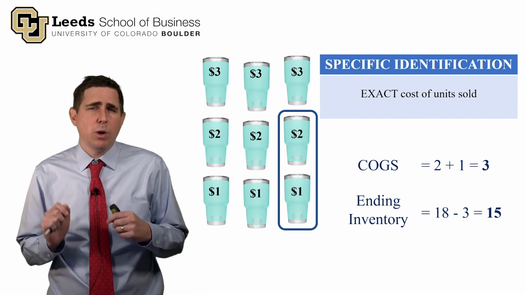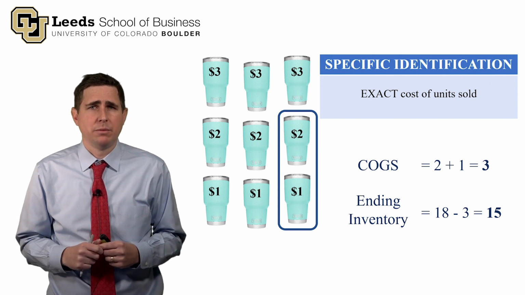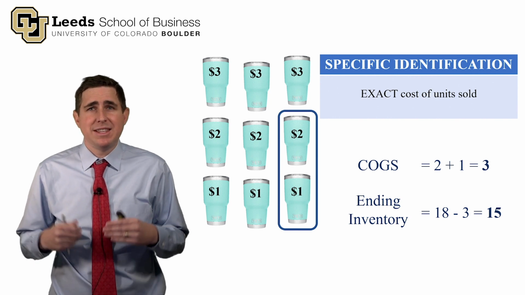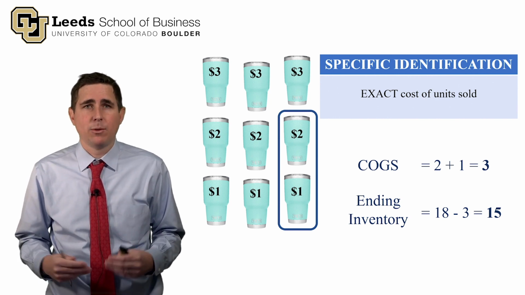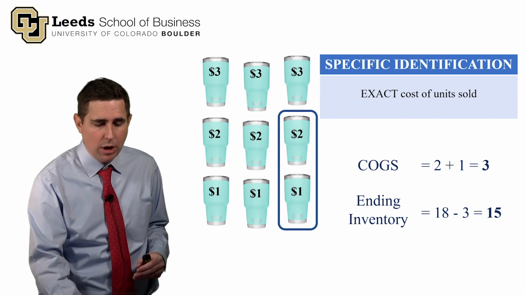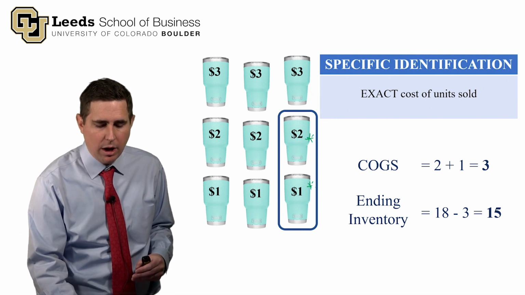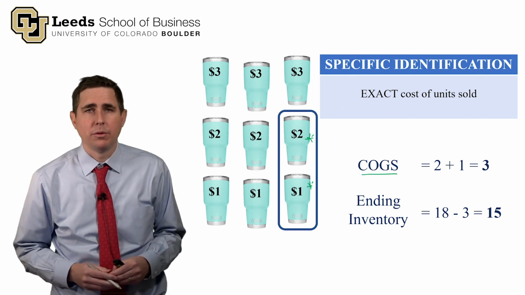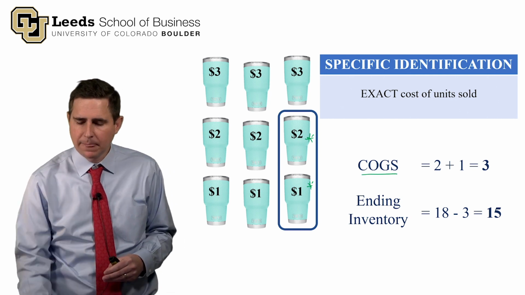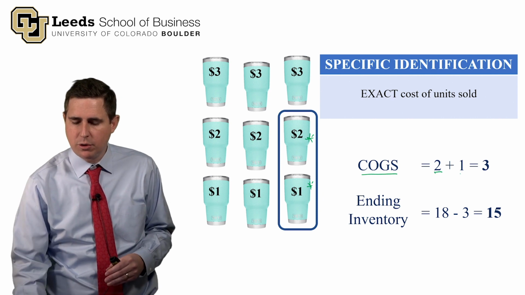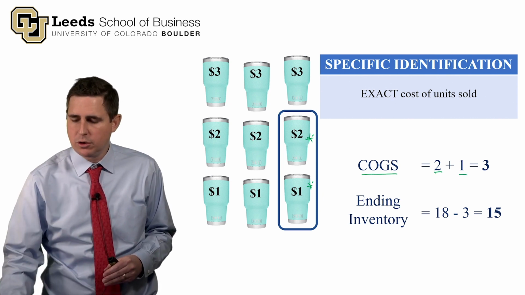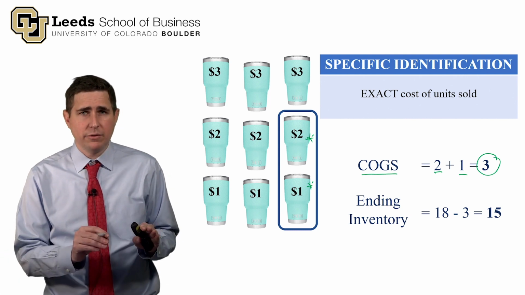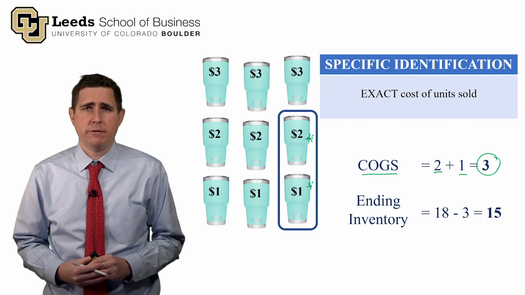And the question is, what should we record as cost of goods sold? And under the specific identification method, cost of goods sold is just the exact cost of the units that were sold. So we sold a $2 unit and we sold a $1 unit. We'll put those exact costs into cost of goods sold, which I abbreviate here as COGS. So put the $2 unit into cost of goods sold and the $1 unit into cost of goods sold. Cost of goods sold is $3, okay? So we'll debit cost of goods sold for $3 and credit inventory for $3.